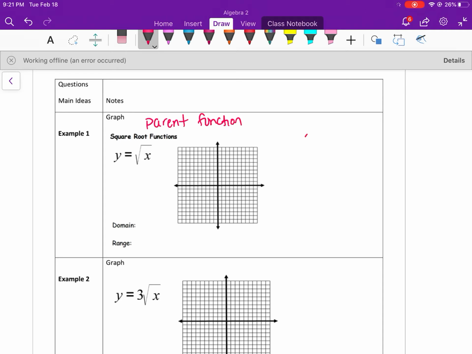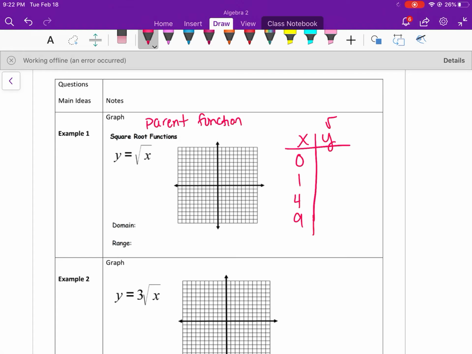And I'm going to start with just making an xy table. Now you have to consider y equals the square root of x. Since you're taking the square root, we can't have any negatives under there because we're only dealing with the real number plane here. So the lowest value for x that you can plug in would be 0. The next values I'm going to choose ones that are square roots so that I don't end up with decimals. So I'm going to choose 1, 4, and 9.